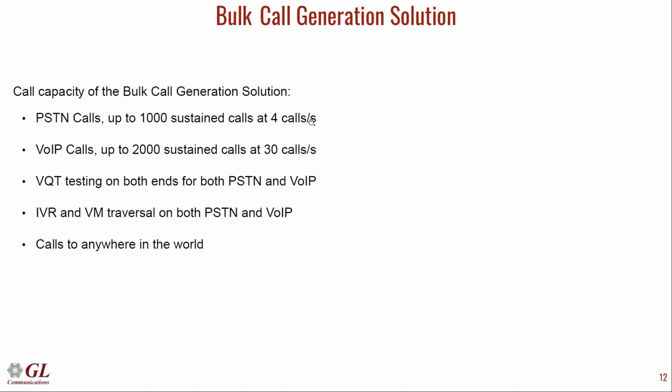Just a couple other statistics. If we are going through the PSTN, then we can generate up to 1,000 sustained calls at a rate of 4 calls per second. If it's a VoIP call, then we don't need to go through the PSTN, like we deploy this right outside your customer premises or on your customer premises, then we can do a lot more. We can go up to 2,000 sustained calls at a rate of about 30 calls per second.